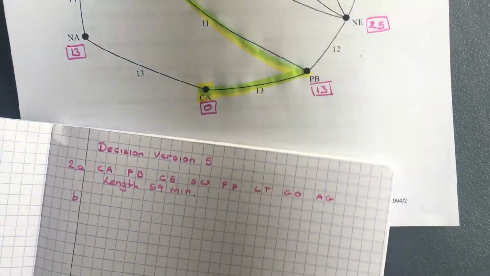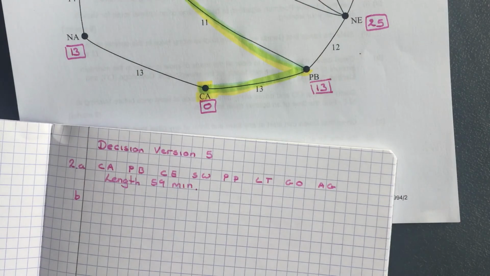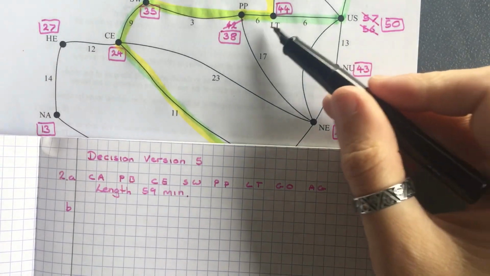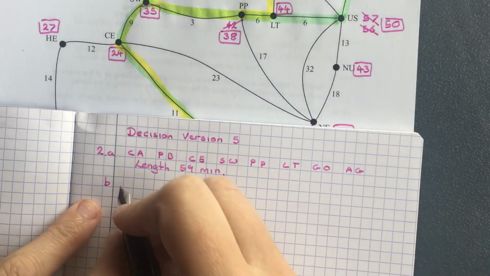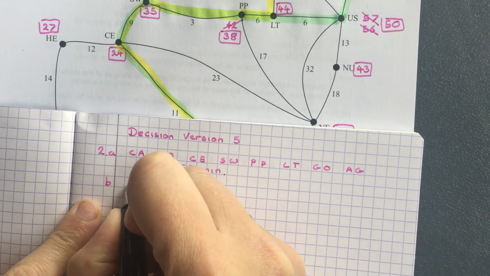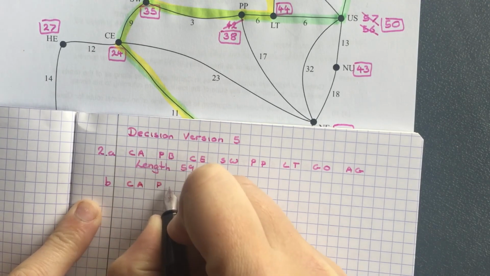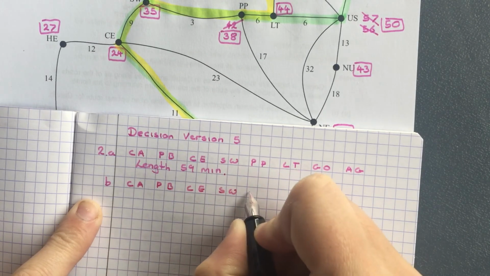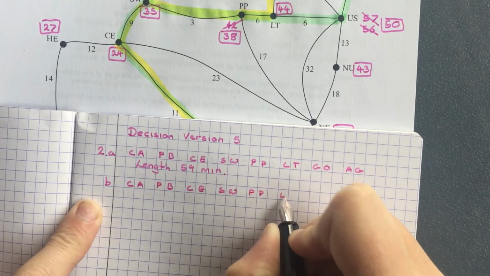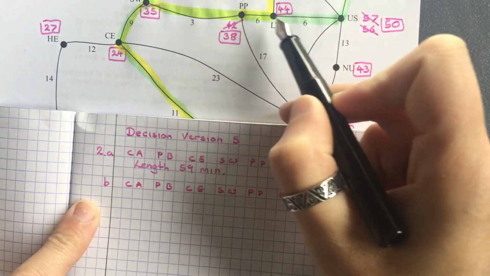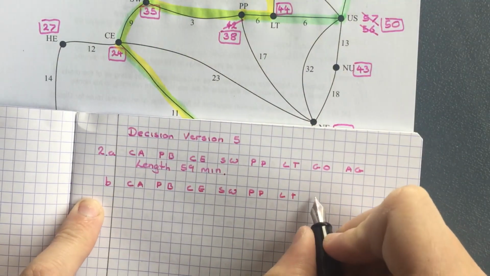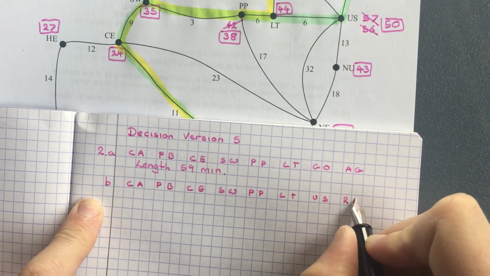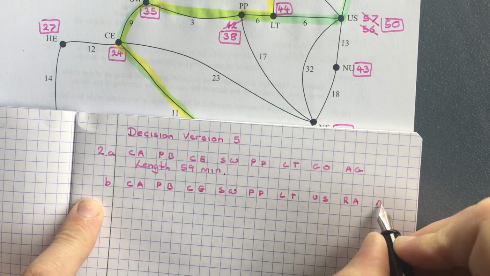And our new route will be exactly the same as far as LT. And once we've got to LT, that's when we need to start thinking. So we've got CA, PB, CE, SW, PP, LT, and that's where instead of going up that way, we're going around this way. So we then go US, RA, AG.